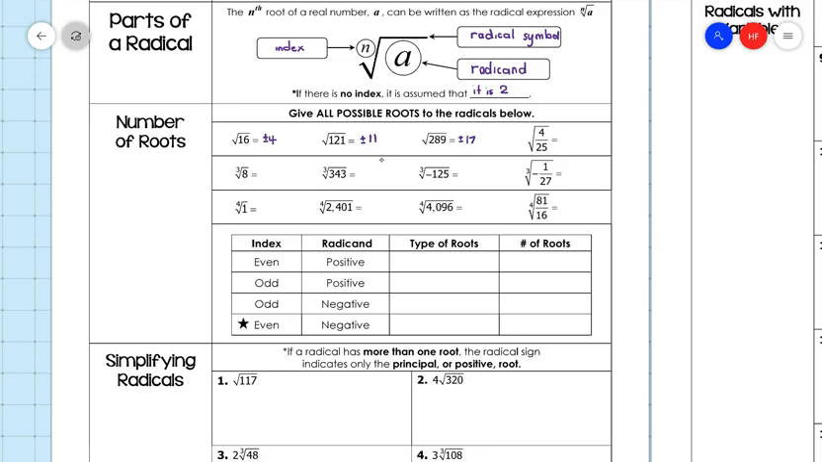And for when we're taking fractions, it's the same thing as taking the square root of the top over the square root of the bottom. So the square root of the top is plus and minus 2, and the square root of the bottom, plus and minus 5.